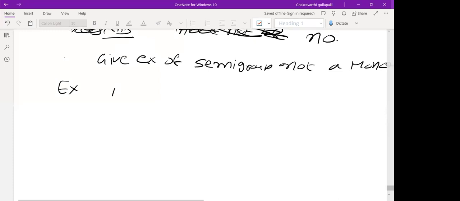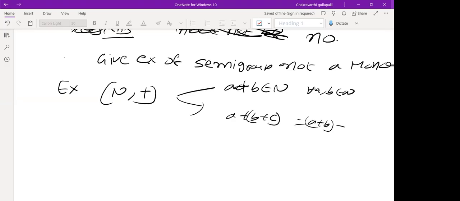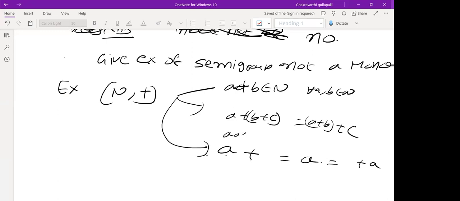Is it satisfying closure or not? Yes. A plus B belongs to N for all A, B. It is closed. Next, it is associative: A plus B plus C is A plus B plus C. Associative is satisfied. But does it have identity? Something should be equal to A, that is, A circle E should be A, which is E circle A.